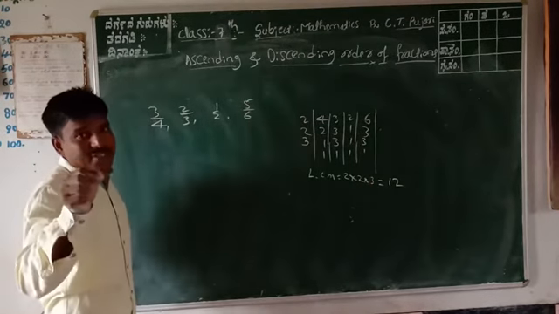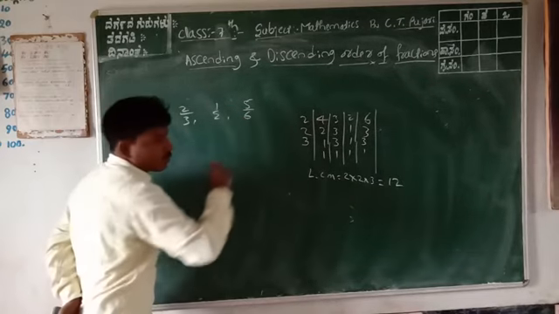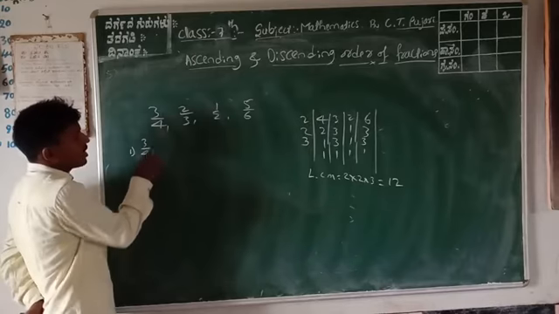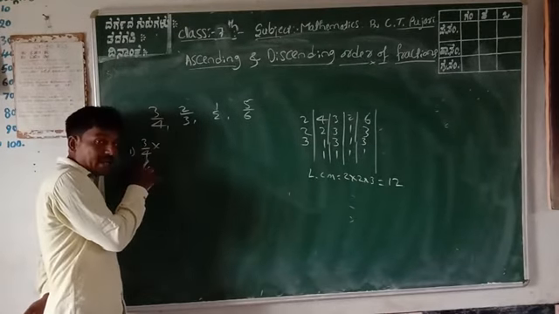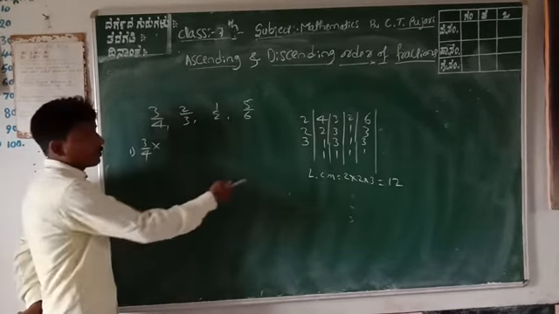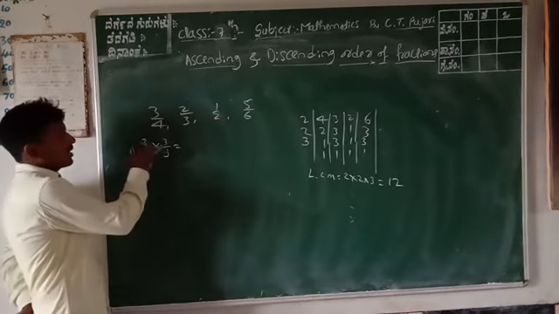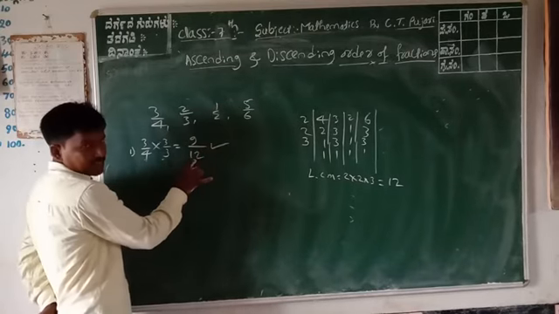Again, the next step is to make all denominators 12. First one is 3 by 4. The given denominator is 4, you can make it 12 by multiplying by 3. 3 3s are 9, 4 3s are 12. Denominator is 12.